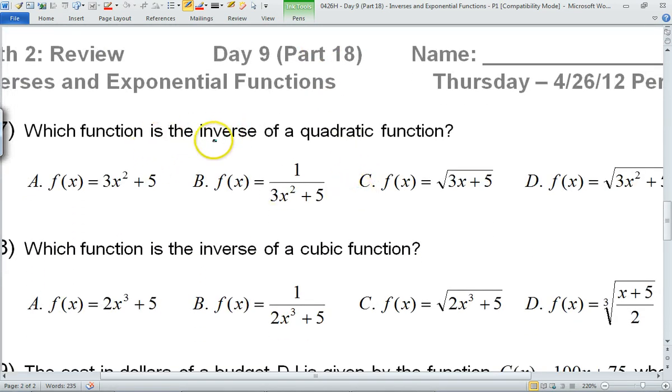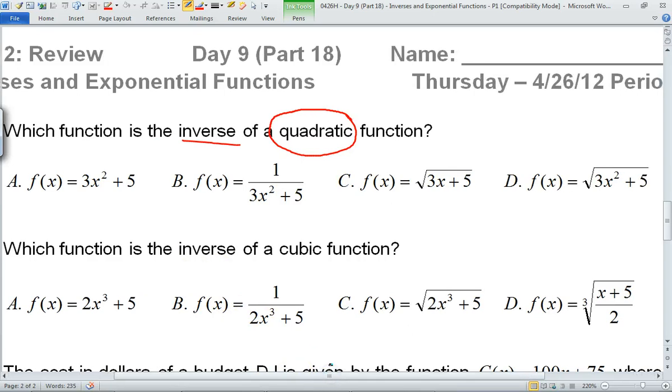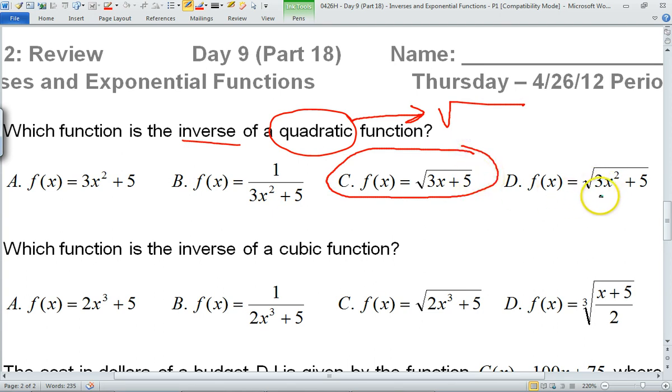Okay, go ahead and look at number 7. Which function is the inverse of a quadratic function? Yeah, if you were paying attention earlier, the inverse of a quadratic function should be a square root function. So C is the one that's a plain square root function. D was tempting, but it had that extra squared in there, so that's a no because of the squared. The answer is C. A quadratic becomes a square root function.